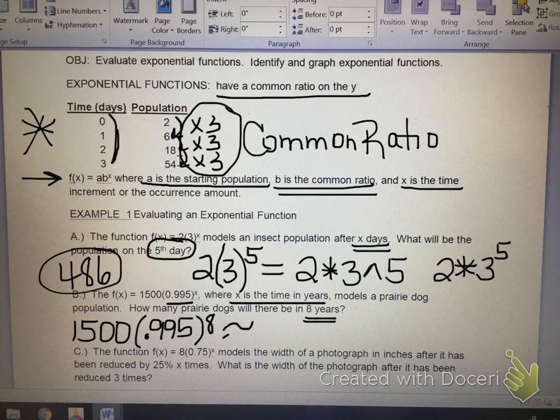So we're going to do a couple of squiggles here because we're going to approximate that the population is going to fall, and we're going to round that to 1,441 prairie dogs. So we don't want a decimal here because that would imply that you can have part of a prairie dog. You can't. It's got to be a whole number because you either have a prairie dog or you don't. There's no in between, okay?